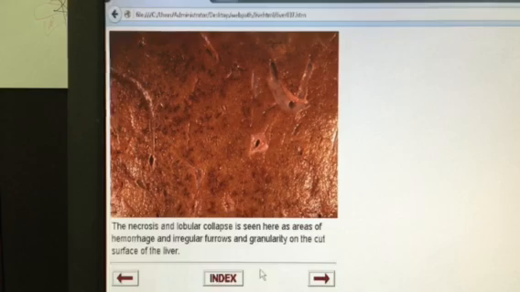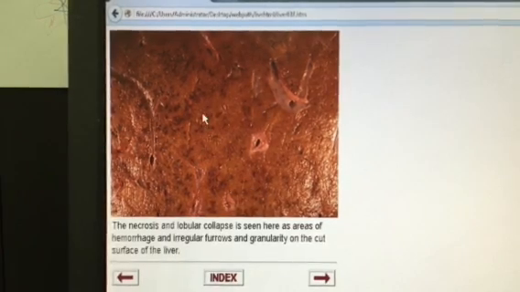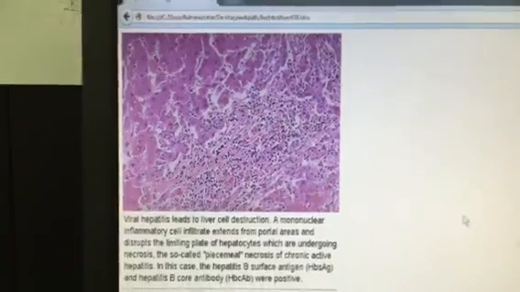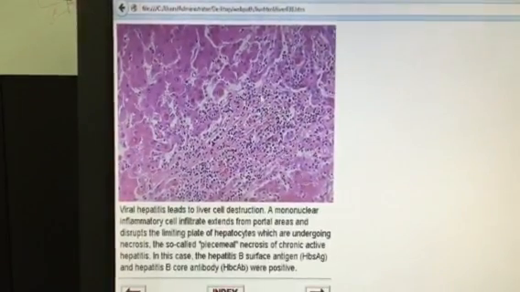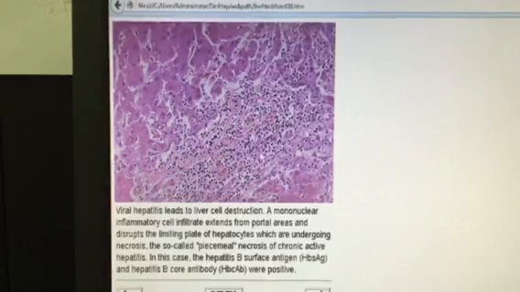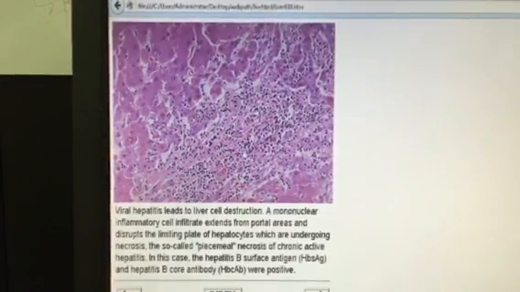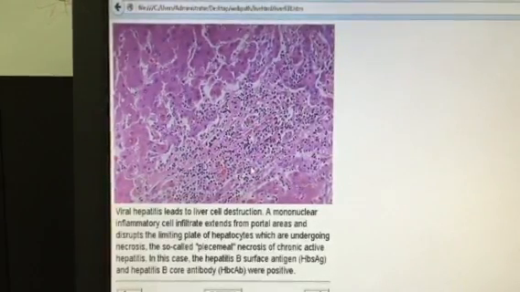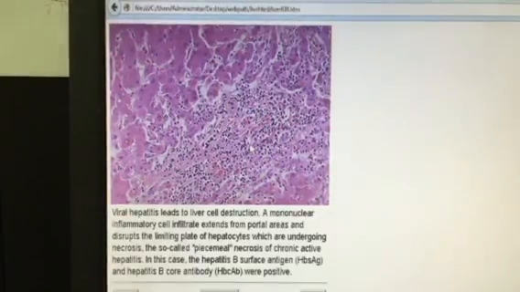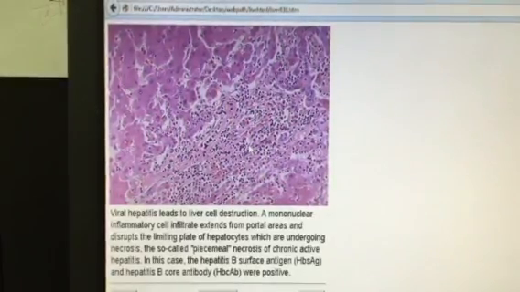This is a necrosis and lobular collapse of the normal liver. Here we can see multiple infiltration of the inflammatory cells into the hepatocytes. The inflammation can cause destruction of the hepatocytes. This is most likely seen in viral hepatitis. The most common one is viral hepatitis B.